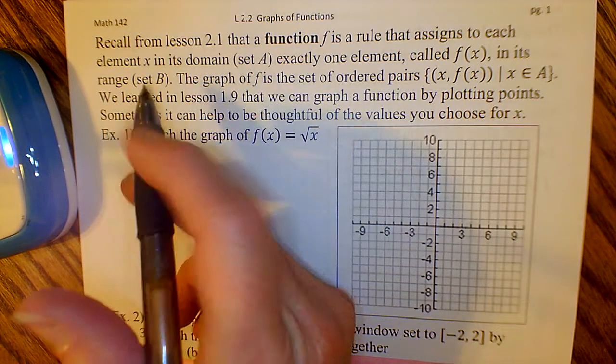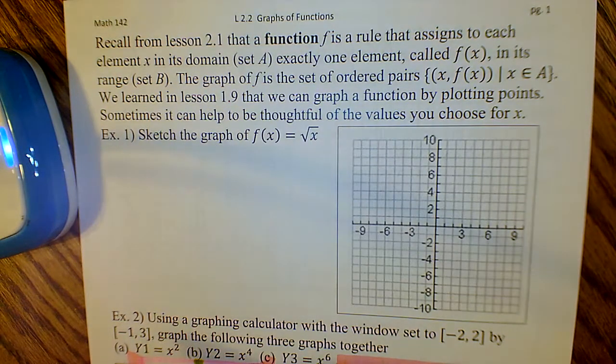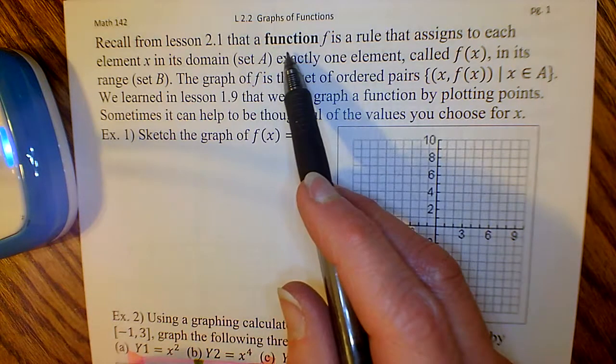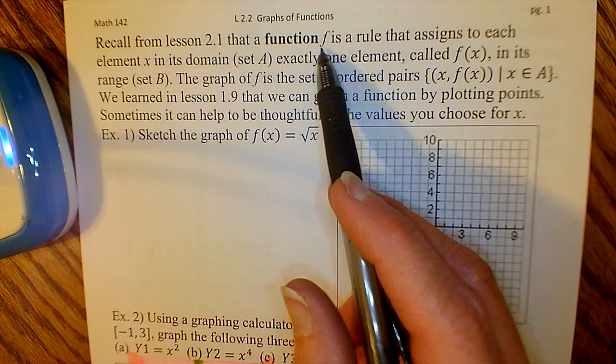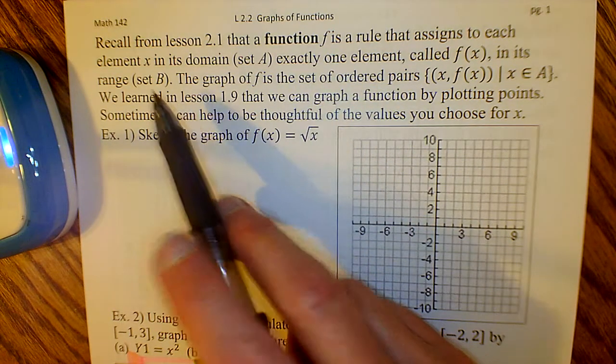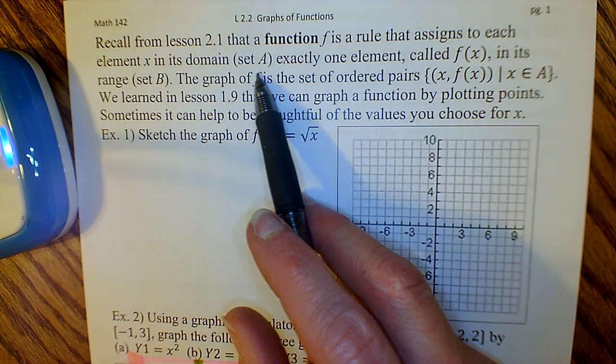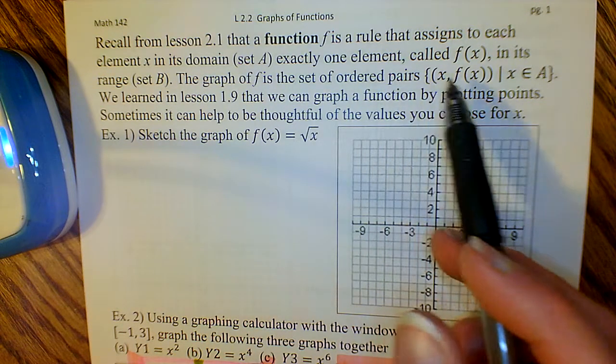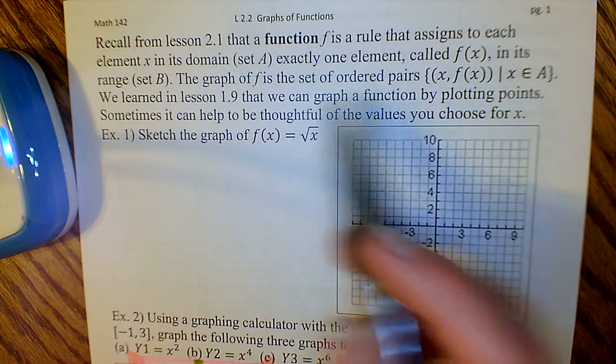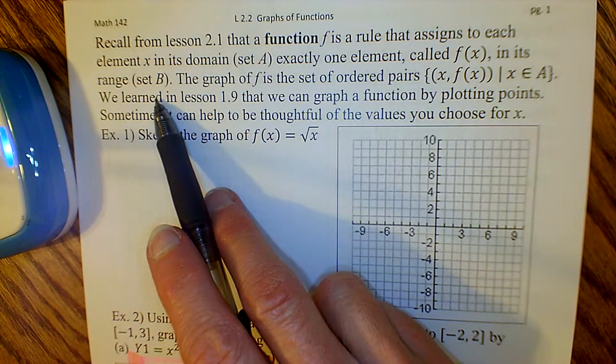In Lesson 2.2, we're going to learn about graphs of functions. Remember in Lesson 2.1, we talked about a function and we said that a function f is a rule that assigns to each element x that's in its domain, which is going to be the set A for this example, exactly one element called f of x in its range, where we're using set B for the range.